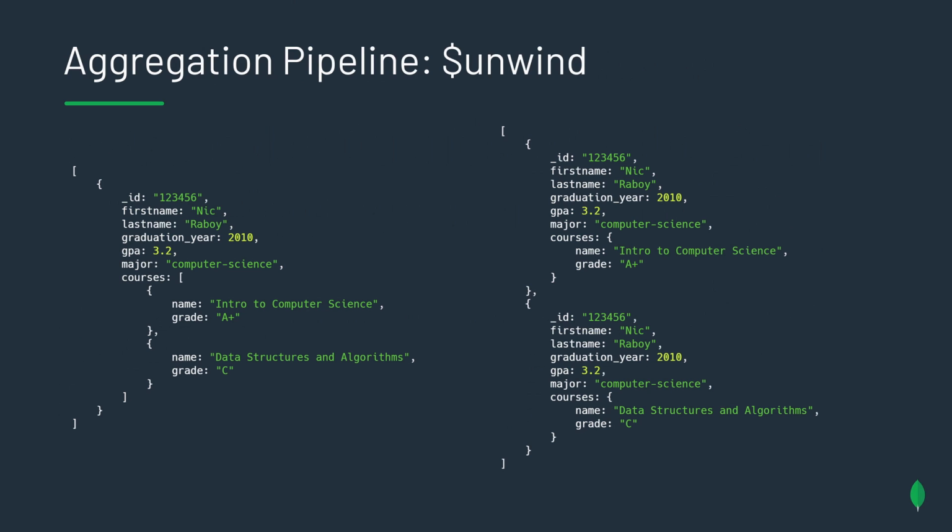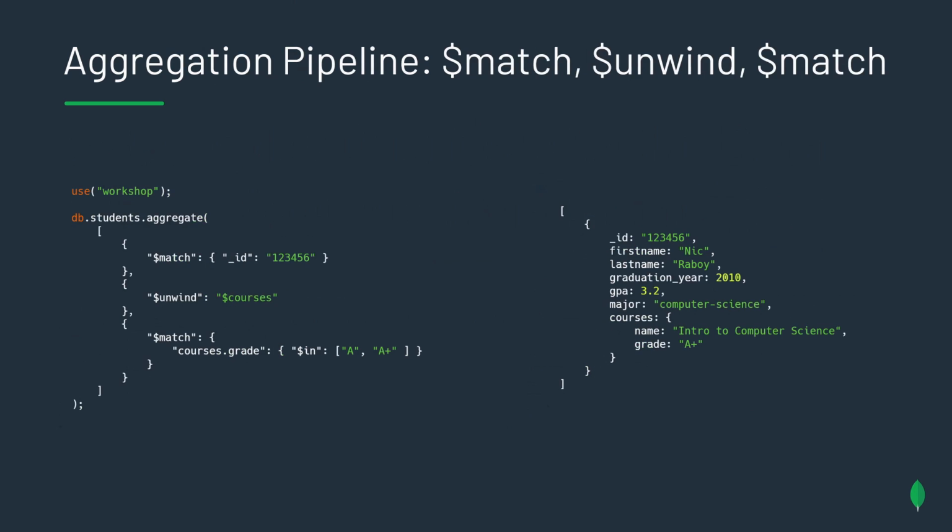So how that might look, let's say we want to do a match, unwind, and then another match. We match for a particular document, so one particular document. Then we flatten the courses with an unwind, and then we do a match stage on the grade. So we want to find all of the instances where the grade is an A or A plus. It would return basically true, or whatever you wanted to return, but it would be slightly different than if you were to try to work with that data inside of an array.